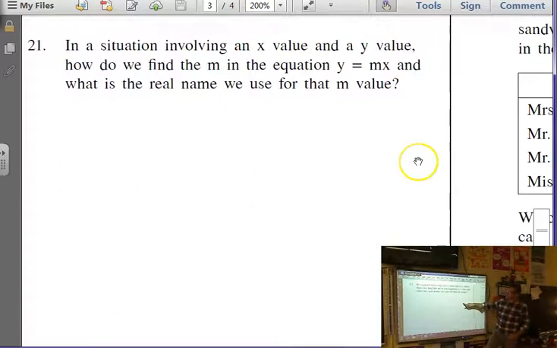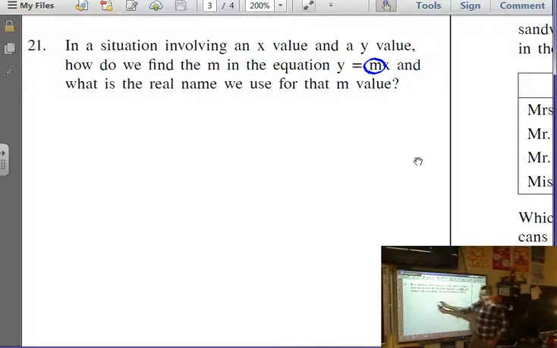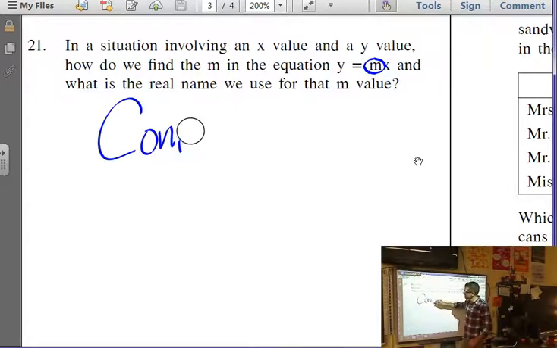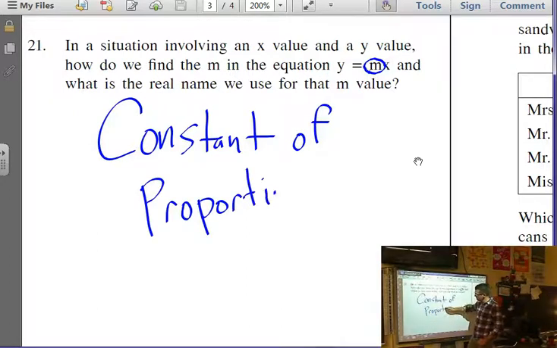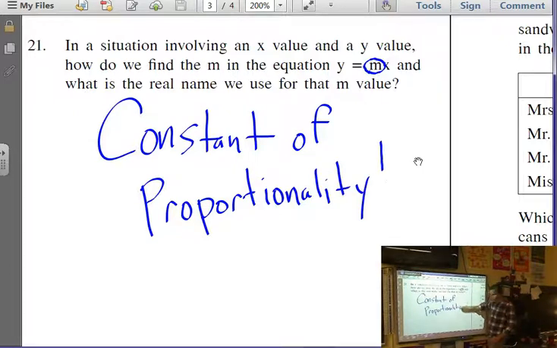21. A situation involving x and y where we have an equation y equals mx. What's the real name for this m value? If you went back to the front of your test and you looked at what that question was looking for, that m value that we talked about at the beginning of the video is our constant of proportionality. So make sure that you know how to spell that. You can abbreviate CP if you'd like, but make sure that you do know how to spell that.